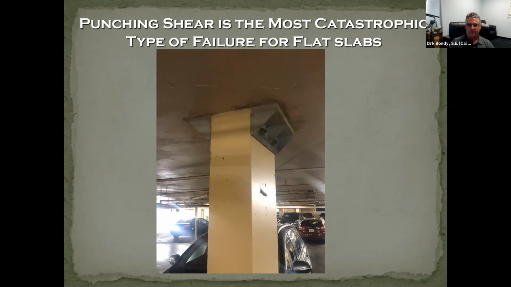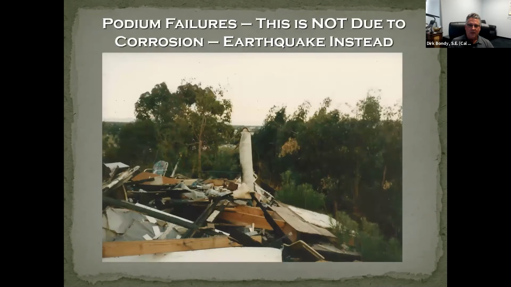Now, this particular failure, my father was called in to look at this. This was 1994 at the Northridge earthquake. This was not corrosion, but you get the same effect. This is still a failure. This was a failure during an earthquake of a connection to a concrete shear wall, the deck connection to the shear wall.